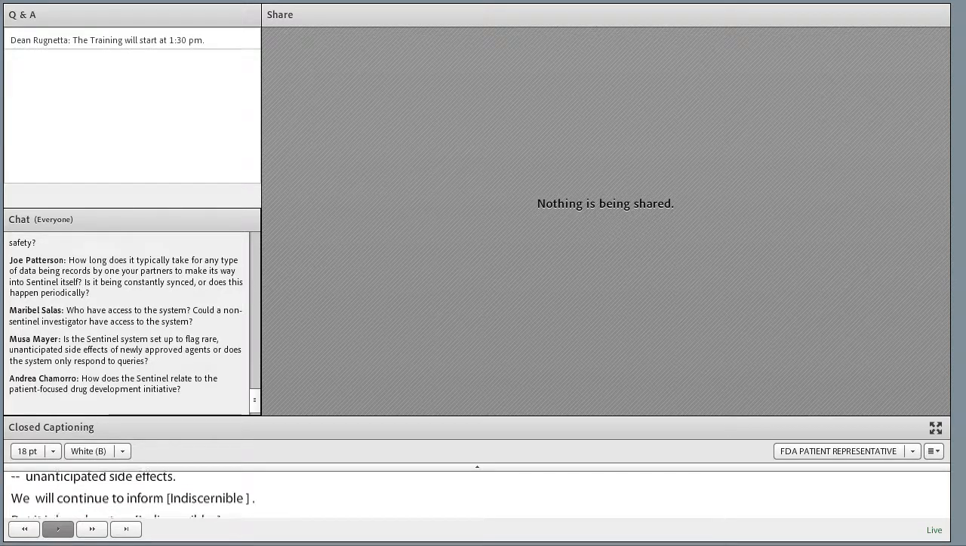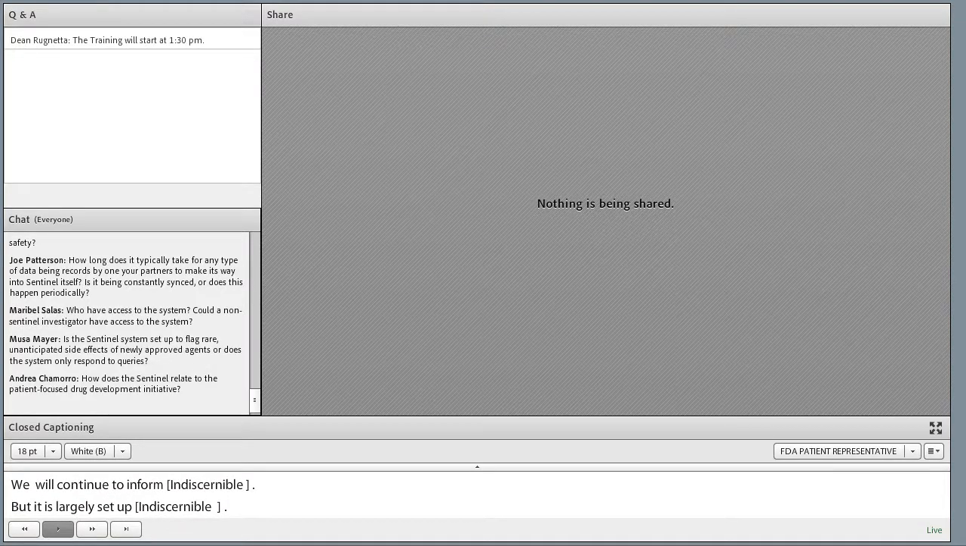And does the system incorporate or tie into voluntary adverse event reporting? And are all adverse events analyzed? Another great question. I'm loving this audience.